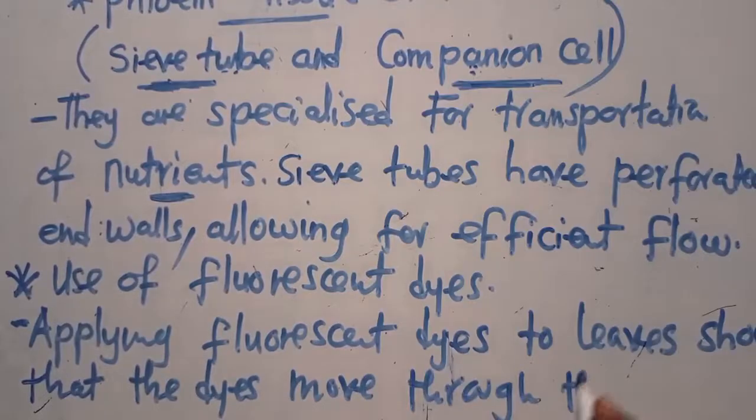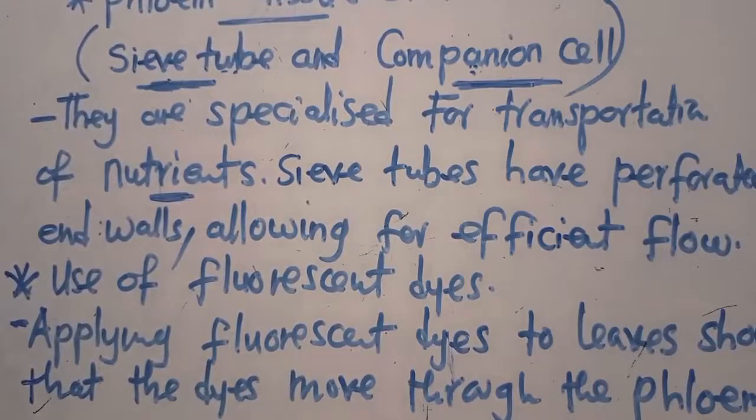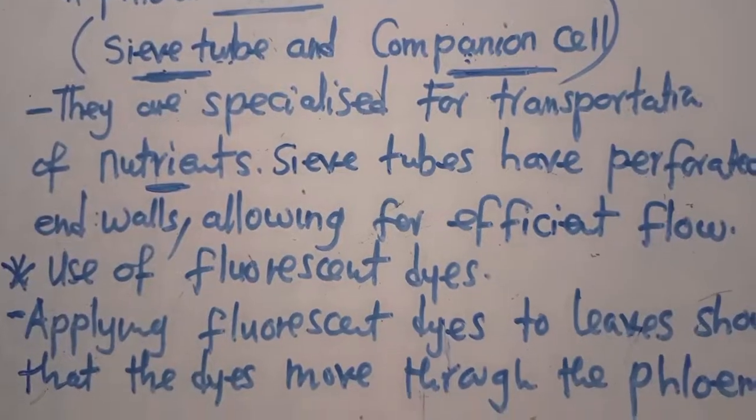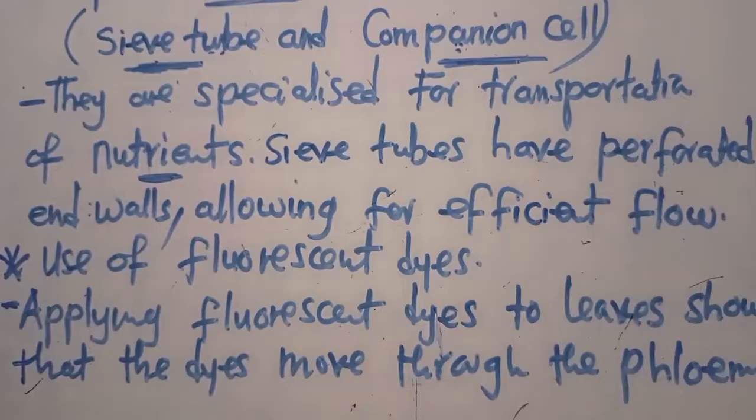Through the phloem. This is what you need to know. So discover that the dye is going to move through the what? Through the phloem. That is going to confirm that these ones get to be used as a pathway for translocation. So phloem is being used as a pathway for what? Pathway for translocation, where some dyes are moving.